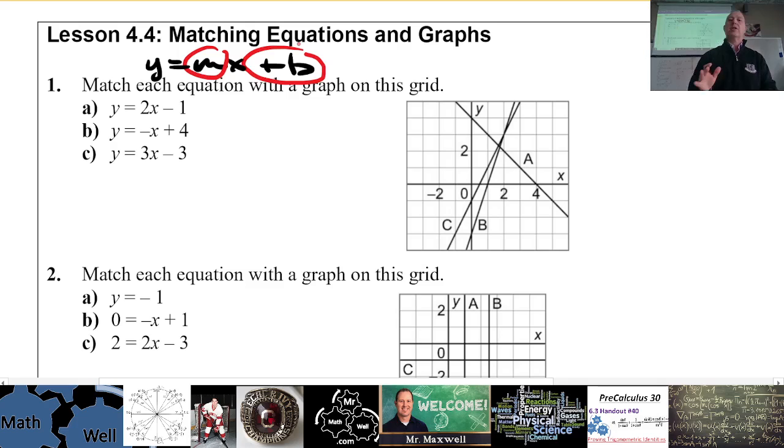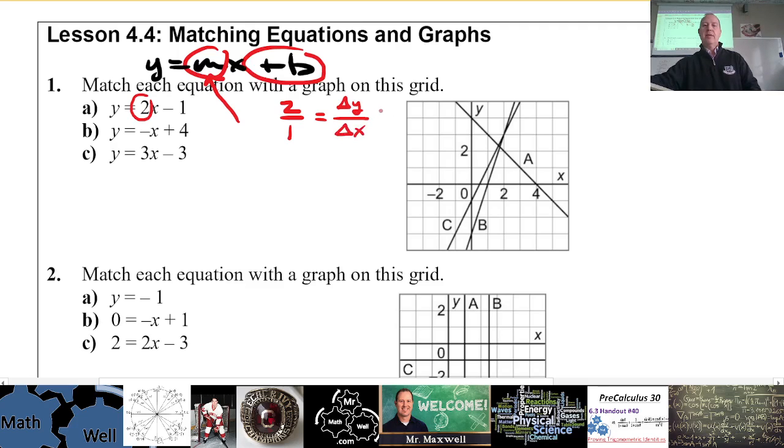So all of you should know this. I've mentioned it multiple times, that when you have y all by itself, the m, the number that's multiplied by the x, is the slope of the line. And positive and negative, we know about that, but also the value. So remember, 2 is the same as 2 over 1, and we talked about change in y, that little symbol I taught you a while ago, divided by change in x. That means how much do you have to go up versus how much do you have to go left or right. So up or down versus left or right for any 2 points on the graph.